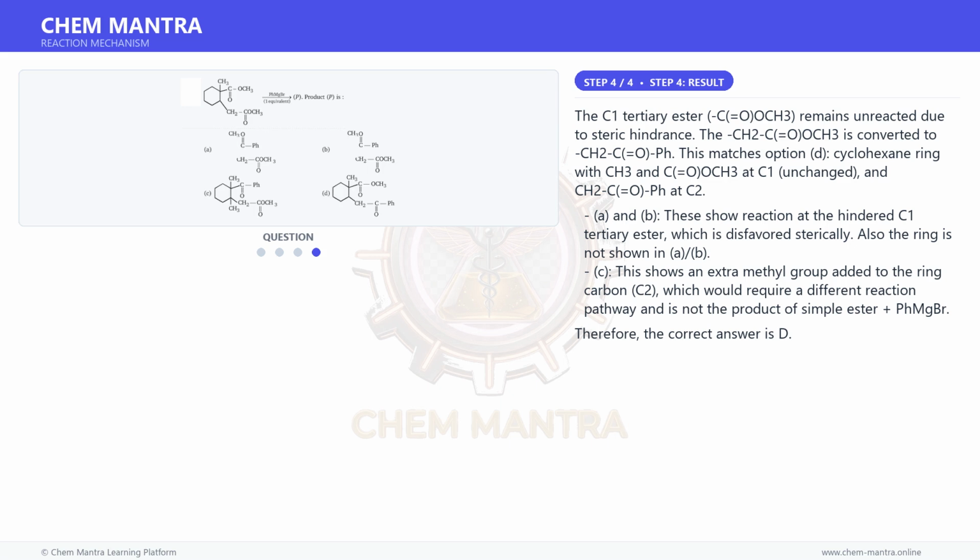A and B. These show reaction at the hindered C1 tertiary ester, which is disfavored sterically. Also the ring is not shown in A, B. C. This shows an extra methyl group added to the ring carbon, C2, which would require a different reaction pathway and is not the product of simple ester plus PhMgBr.